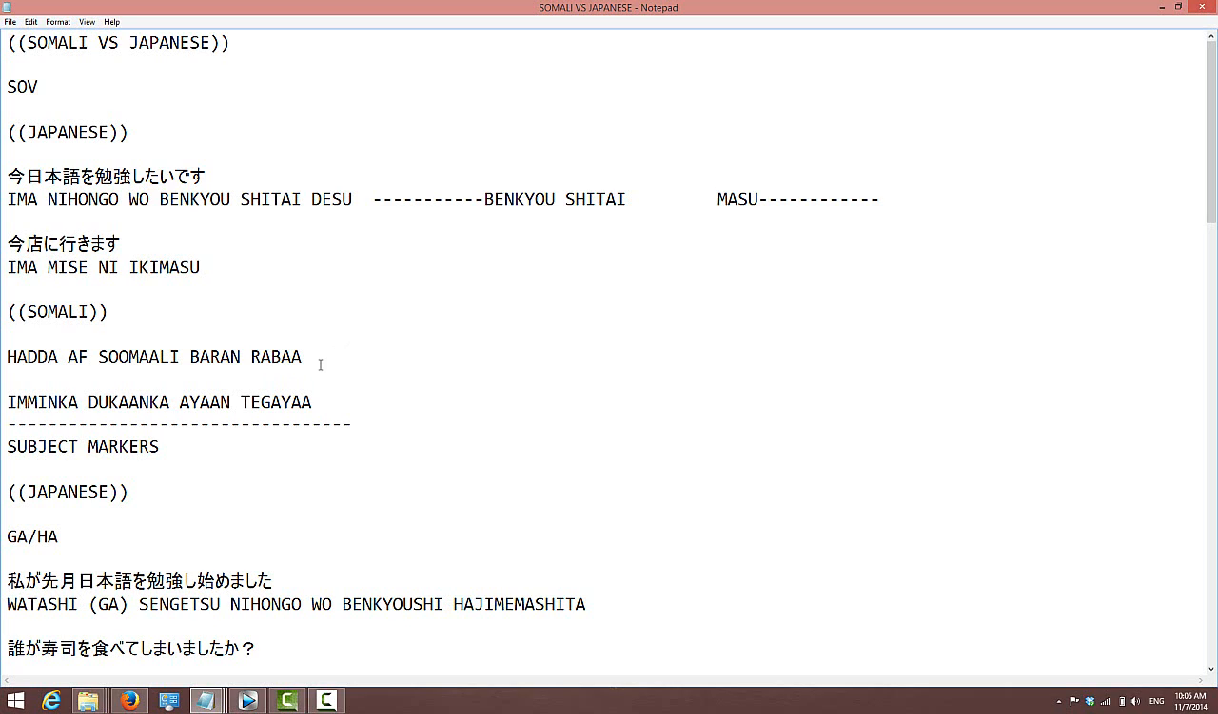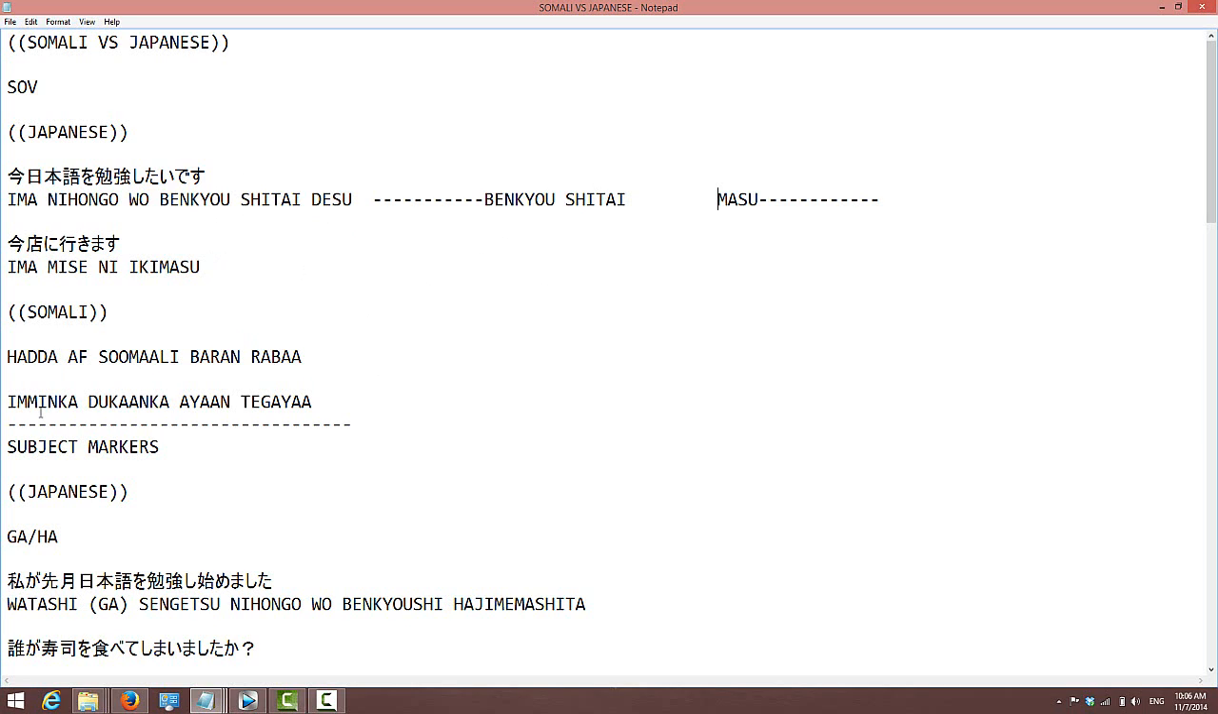Whenever someone wants to do something, you have to use rabah, and whatever the verb is, it has to go in its infinitive form. That's the only thing they don't do in Japanese when they want to express wanting to do something. They don't use the infinitive, because the infinitive of benkyo, of study, would be benkyo suru, but they don't use that form to express wanting something. So that's what happens here in Somali.